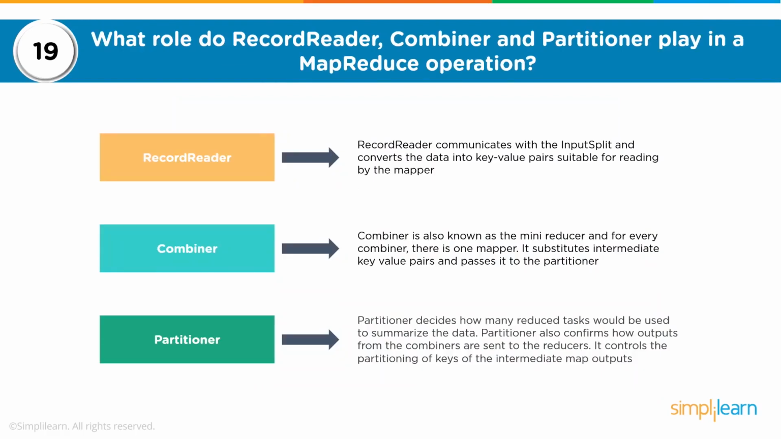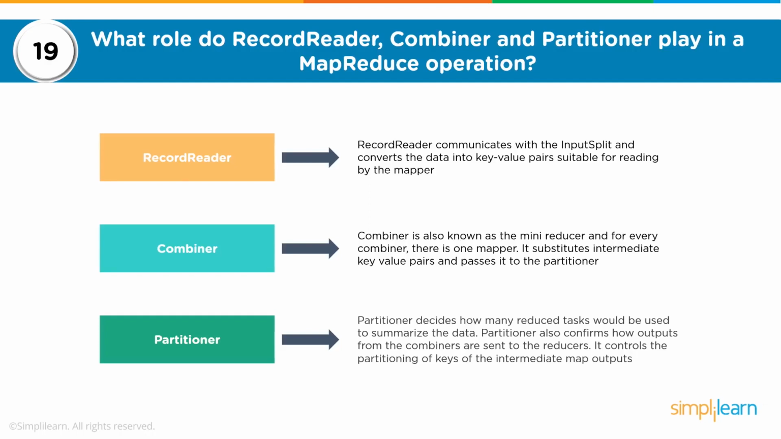Now let's understand these roles. What is a record reader, what is a combiner, what is a partitioner, and what kind of roles do they play in a MapReduce processing paradigm or MapReduce operation? So record reader communicates with the input split, and it basically converts the data into key value pairs. And these key value pairs are the ones which will be worked upon by the mapper.